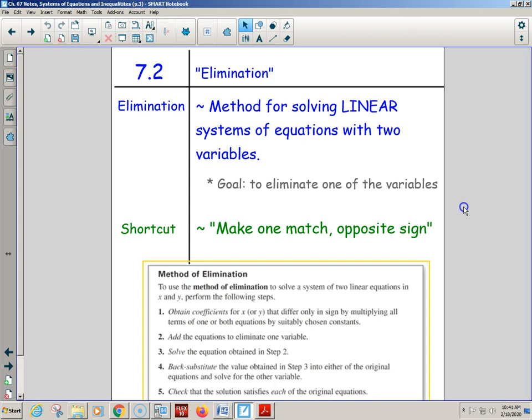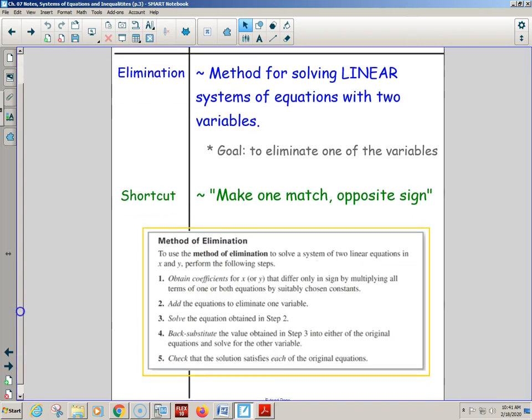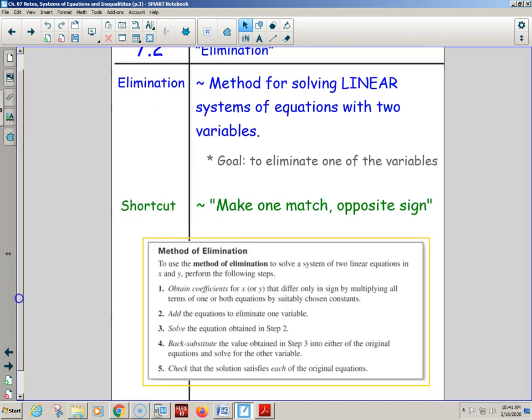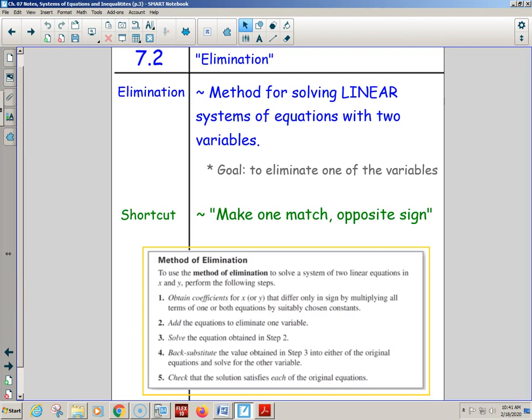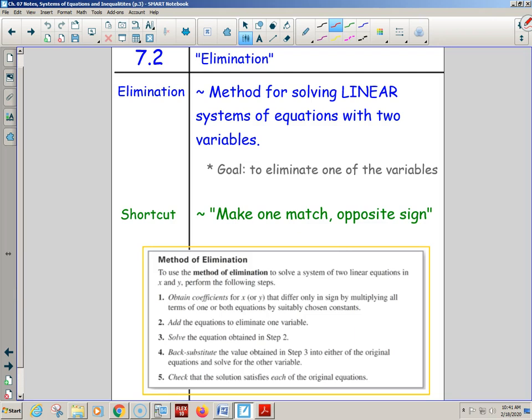But the book has this huge old chart. I'm showing it to you, but please, you do not need to write it word for word. What are the big ideas? Number 1, you want to obtain your coefficients, which I already put up here, make them match. Make like terms match. I say opposite in sign because I think it's easier that way. I just ask that first and foremost.